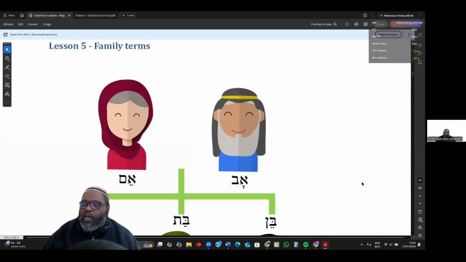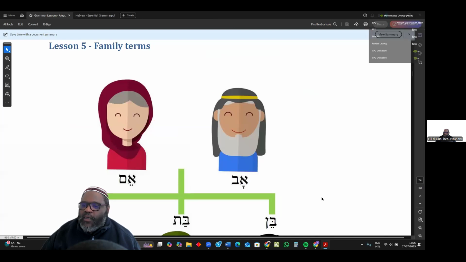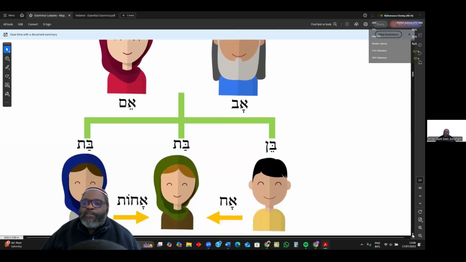Let's go back to our Aleph Beith, our biblical Hebrew textbook. We're going to do a few more things and then we're going to call it a lesson. Lesson 5, we are learning family terms. This is now biblical Hebrew in the Aleph Beith textbook. When I switch to the Essentials textbook, this is modern grammar or modern Hebrew. I'm switching between the two so that you will learn how to read the Bible. Also, you will learn how to read and write modern Hebrew. That's what we've been doing in this lesson, and later we're going to incorporate speaking.